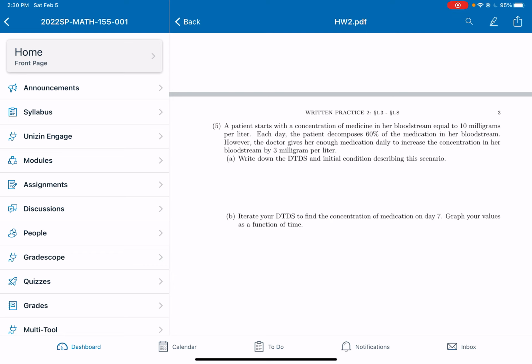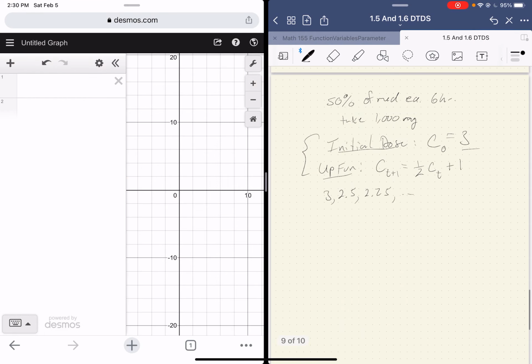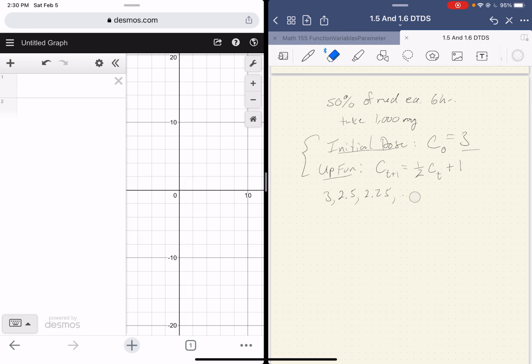Part B, iterate your DTDS to find the concentration of medication on day 7. Graph your values as a function of time. Okay. So, I need to iterate this. Let's go ahead and just keep on going. And this is where the mathematician in me really comes out, because instead of writing 2.25, I'm going to do 2 1/4. So when I multiply that by 1/2, I'll get 1 1/8, and I add 1, I'll get 2 1/8. Okay, and similarly, multiplying by half again, that 1/8 will become a 1/16, and so I would have 1 1/16, and I add 1, I'll have 2 1/16.